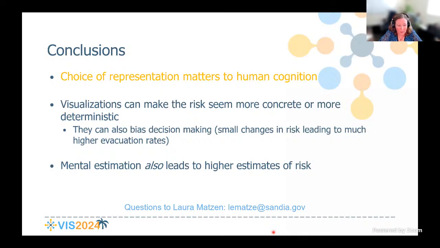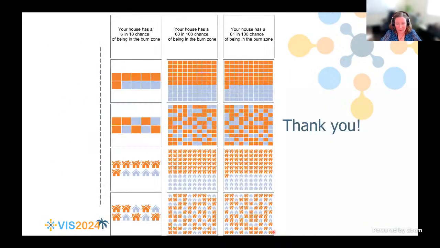We also found that mental estimation also tends to lead to higher estimates of risk, because in our randomized icon arrays, we found that people weren't taking the time to count the icons. And so it seems they were using a process of mental estimation that also led to higher evacuation rates. So with that, I'm happy to take questions. Thank you.